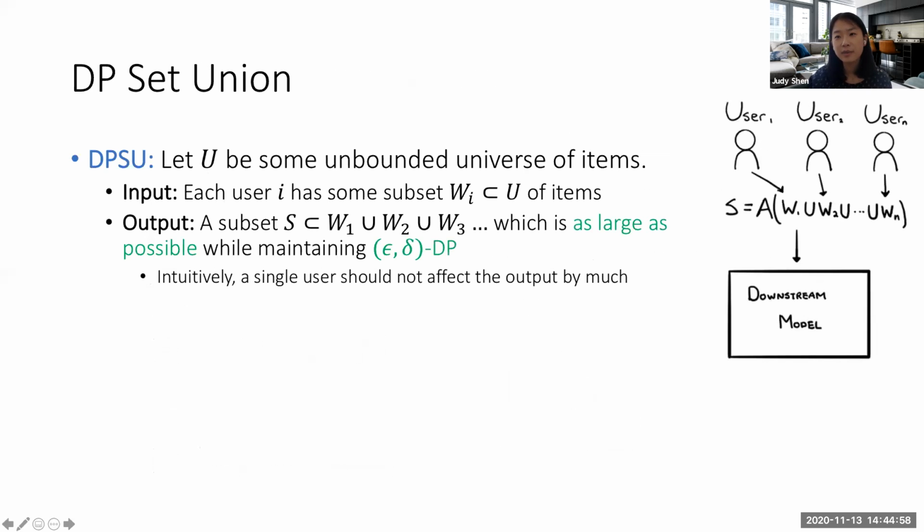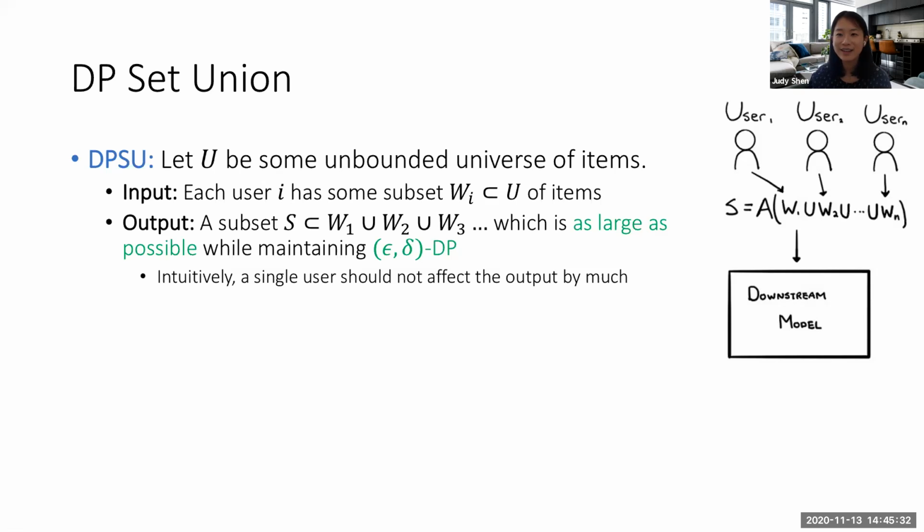So formally, the problem we propose in our paper is the differentially private set union problem. Let U be some unbounded universe of items. Our input is that each user has some subset of these items, and our output we want to be a set union of these items that is as large as possible while maintaining some epsilon-delta DP. So intuitively, a single user should not affect the output by much.